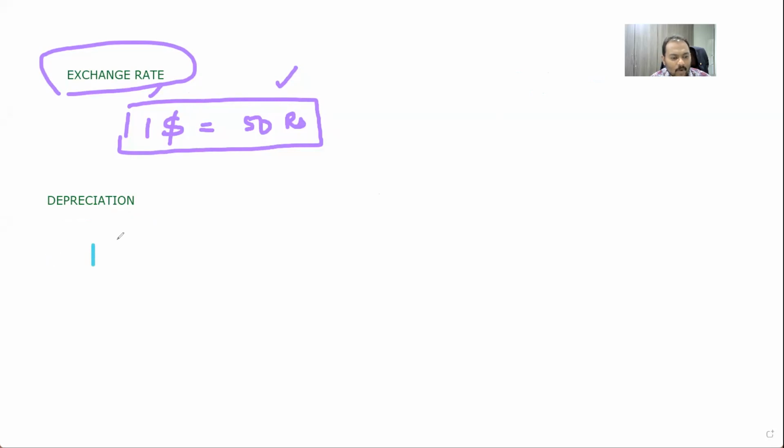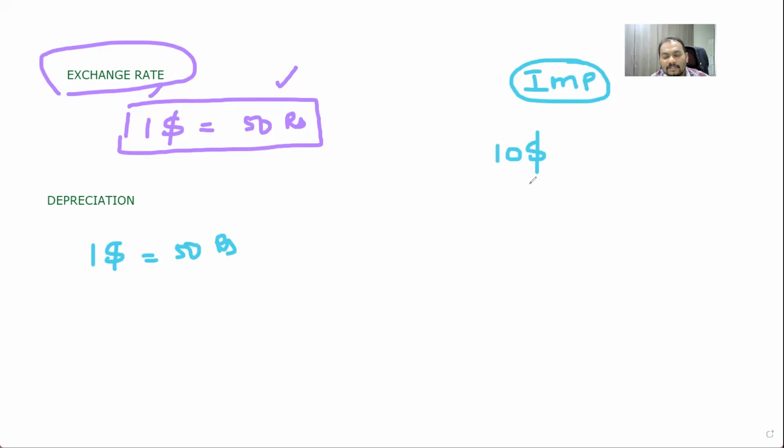For example, let's say $1 is equal to 50 Indian rupees is the exchange rate. So let's take the impact on imports. Suppose you are a trader. Assume that you are importing a good worth $10. How much are you importing? $10, with 50 rupees as the exchange rate.